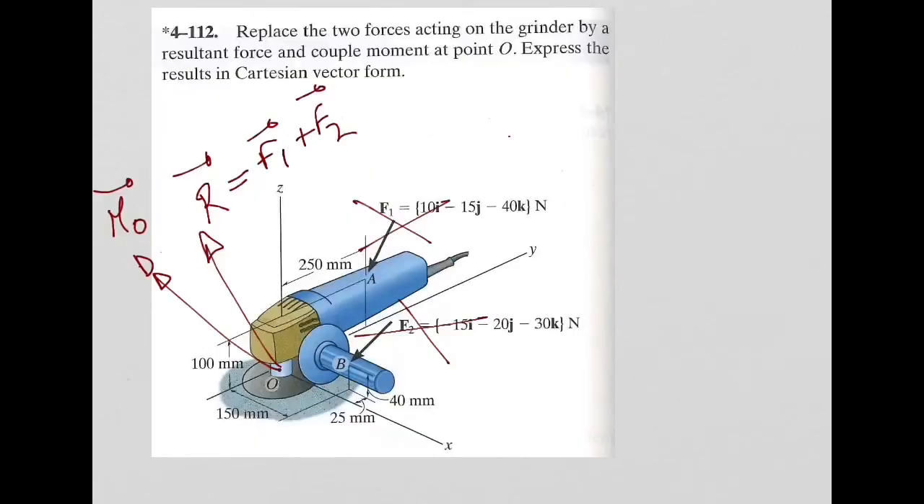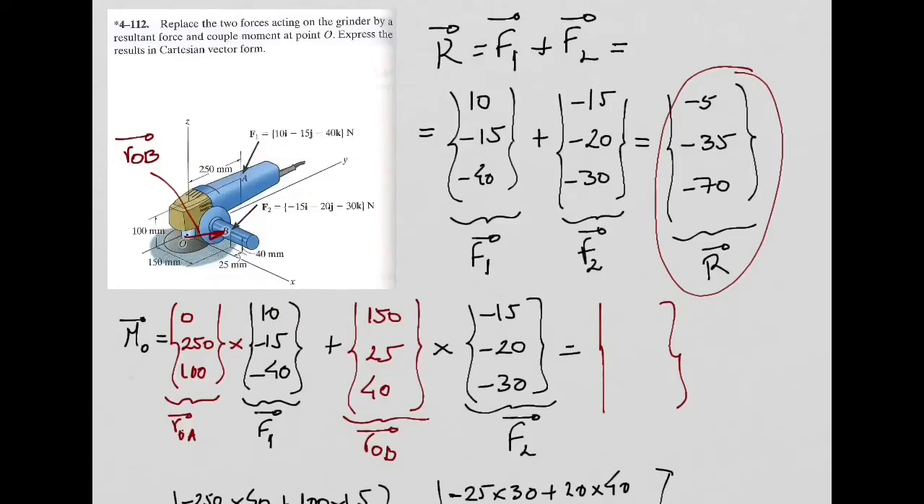So why am I doing this? Because in the previous example, as you can see, for example, for the resultant of the forces, we calculated at point O, this vector here, you can see from this example that this resultant is not equal to 0, right? You have x component of minus 5, y component of minus 35, z component of minus 70. Same thing for the moment about point O. You will have a component here. You will have a component in the x direction.